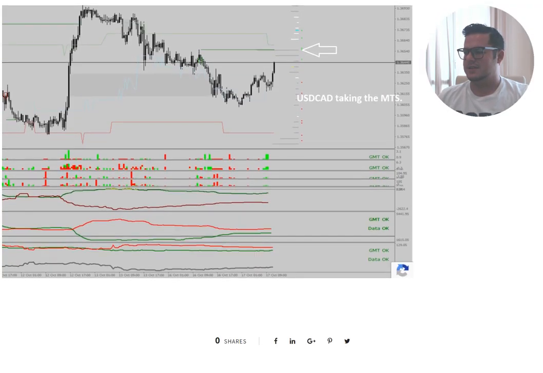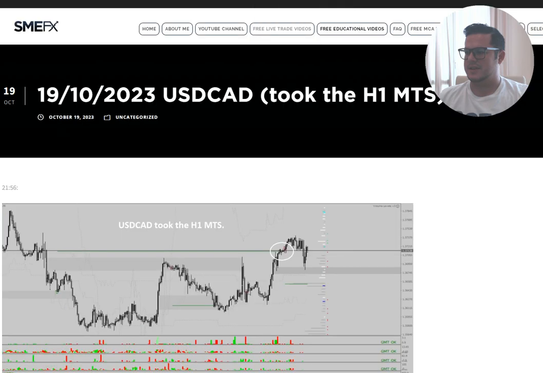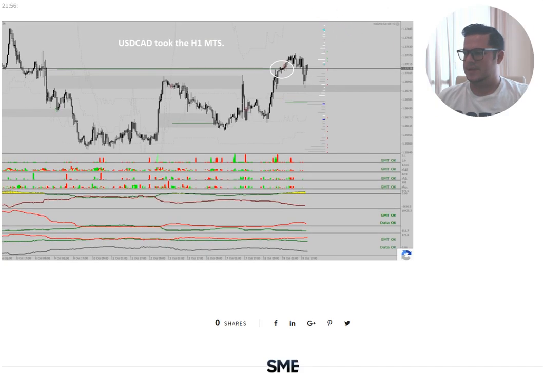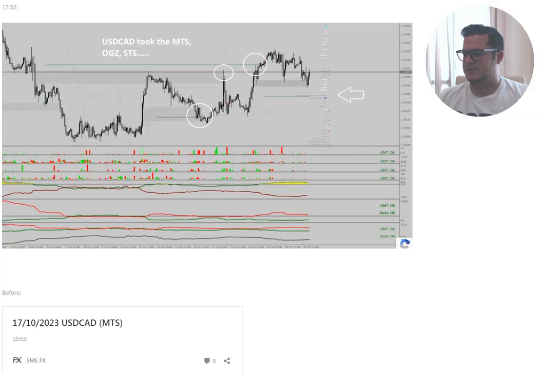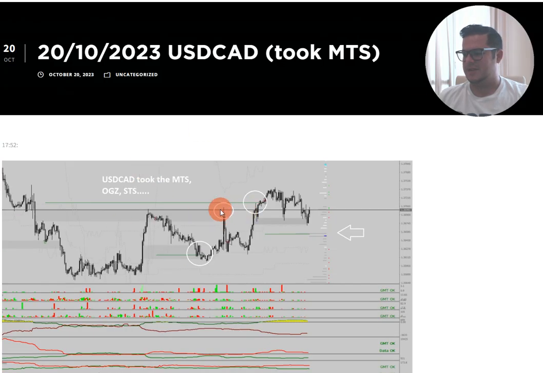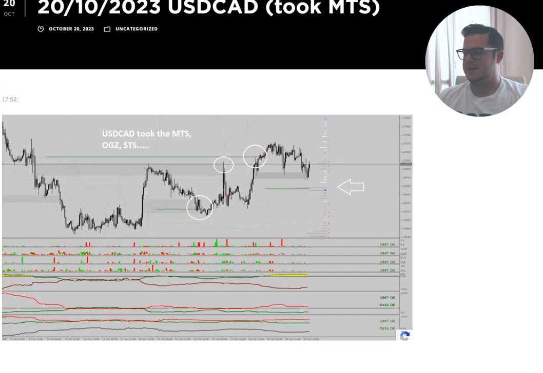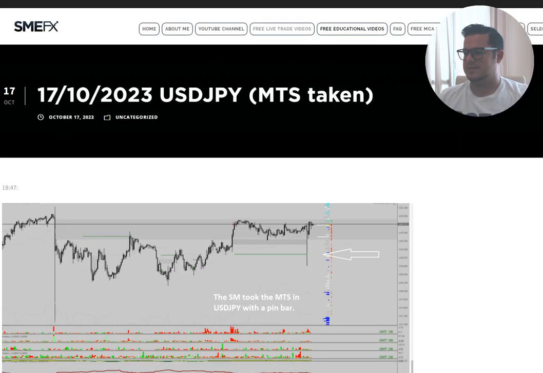Dollar cut. So it first went for the MTS, that was a nice trade, and then took the other targets. So it took this MTS, the order gap zone, this order gap zone, and the MTS, and then this order gap zone. Let's see what happens with this market next week.